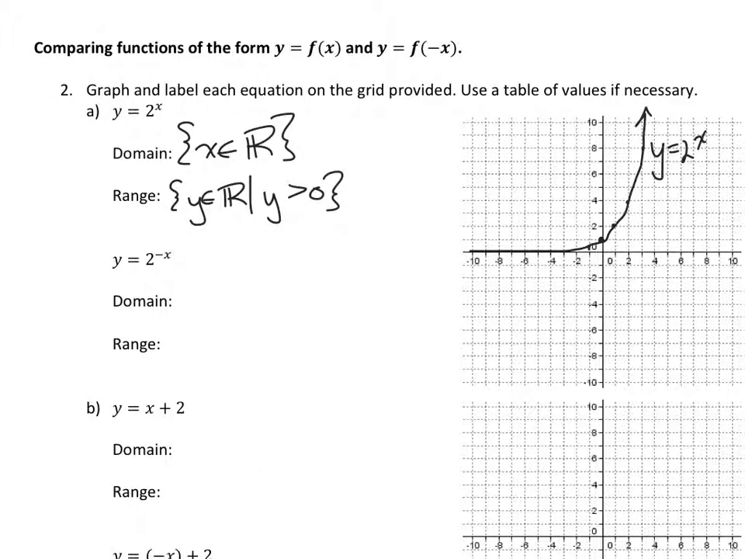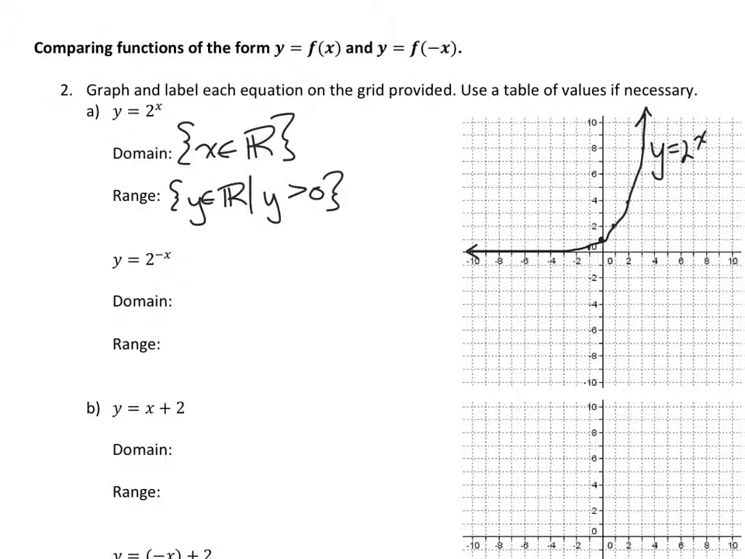Now remember, when we have an exponential equation, we have an asymptote, and the asymptote in this case is the x-axis. So we have no restrictions on what our domain can be. Domain can be anything. Our range, though, y must be greater than 0. It never touches 0. So let's think about what our reflected graph is going to look like.